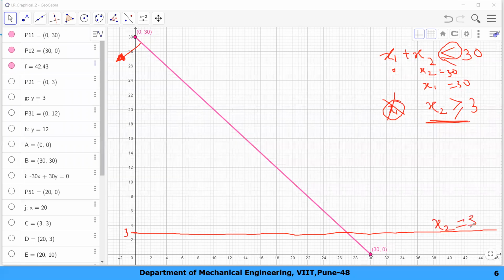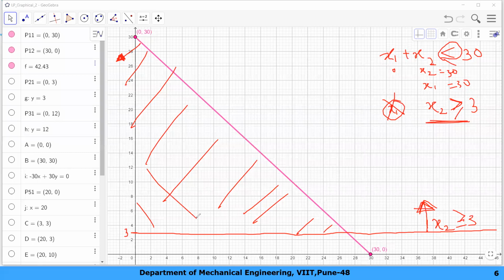Okay, so this is x2 equal to 3, right? But the constraint is greater than, means what? आपका feasible region greater than मतलब away from the origin. So आपका feasible region ऊपर है, देखो इस line के ऊपर. If we were dealing with only these two constraints, तो आपका feasible region होता ये, right?